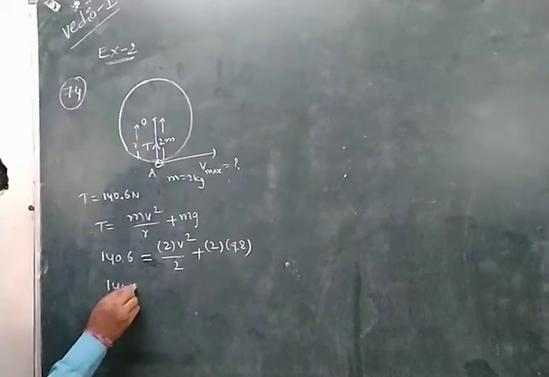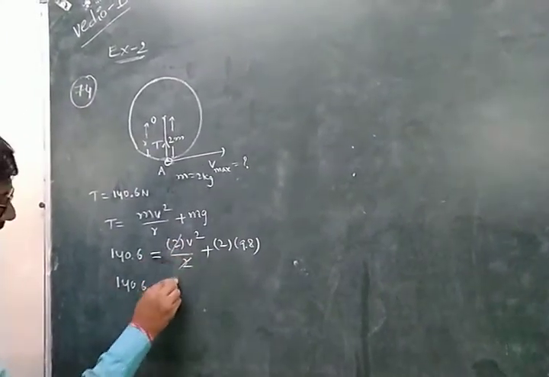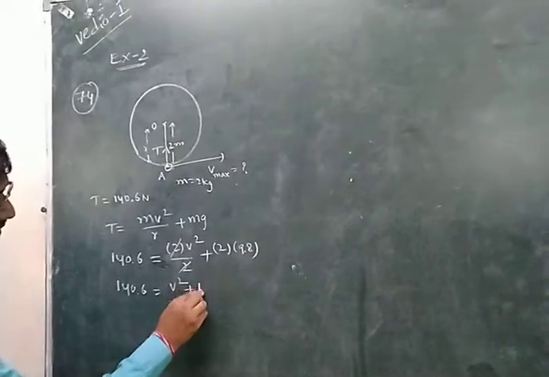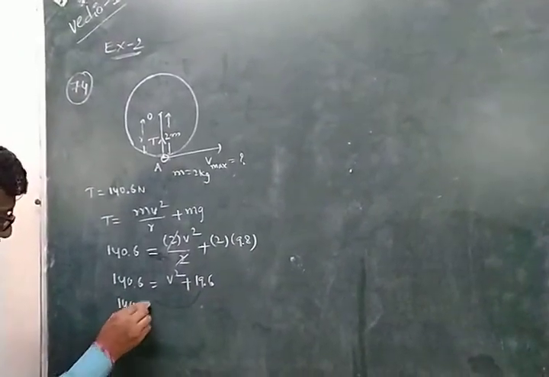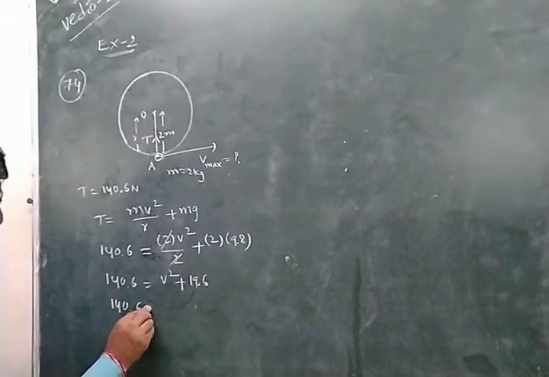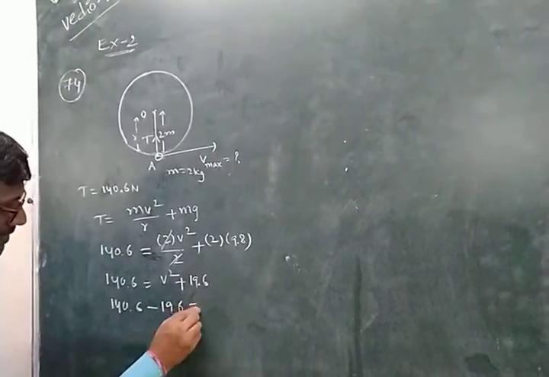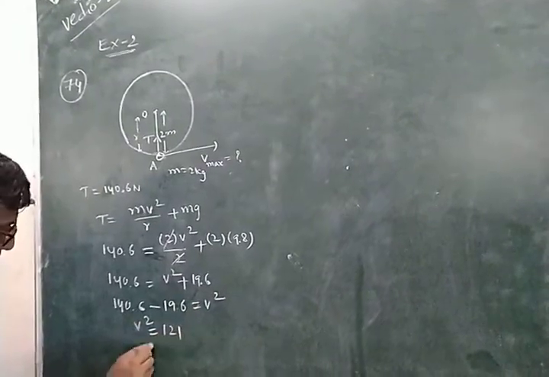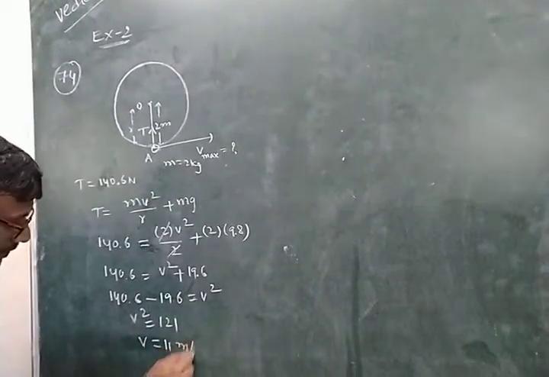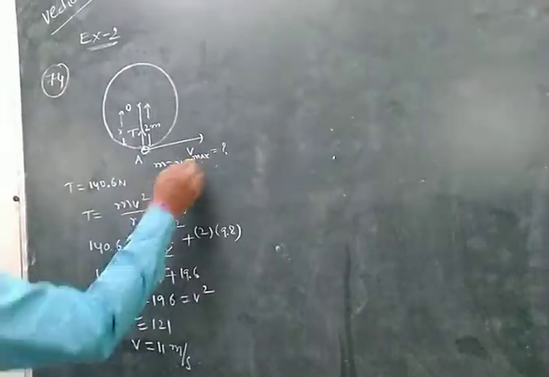140.6 is equal to, 2 gets cancelled, v square plus 19.6. Now taking this to the other side, 140.6 minus 19.6 is equal to v square. This v square is equal to 121. The v is equal to 11 meter per second. This is the maximum speed of the stone, 11 meter per second.